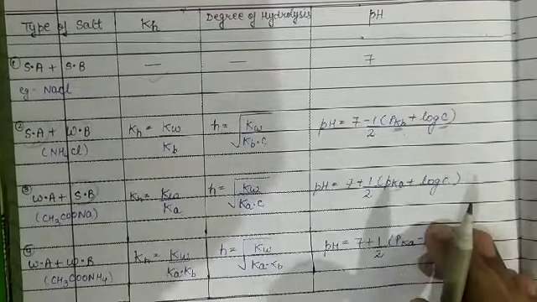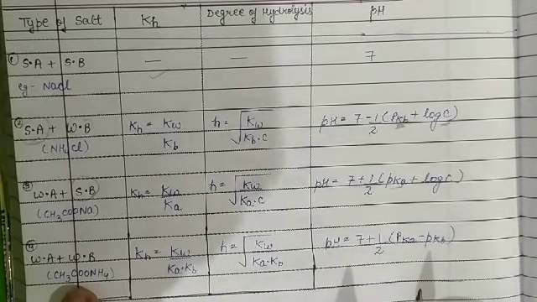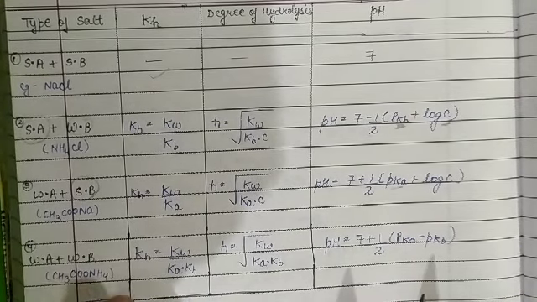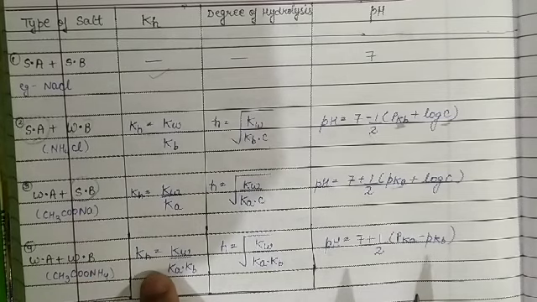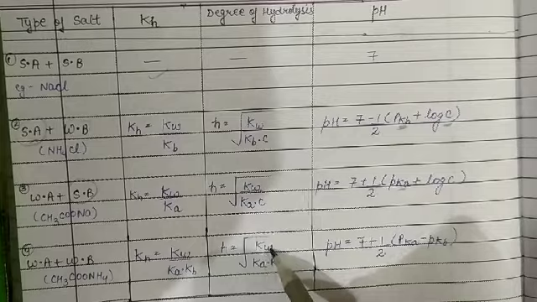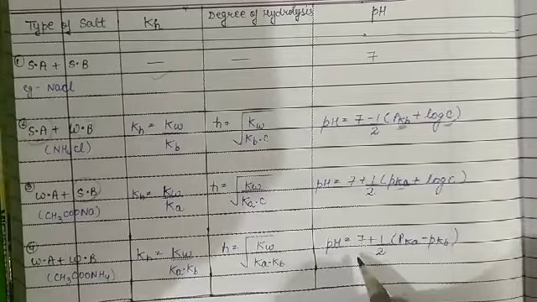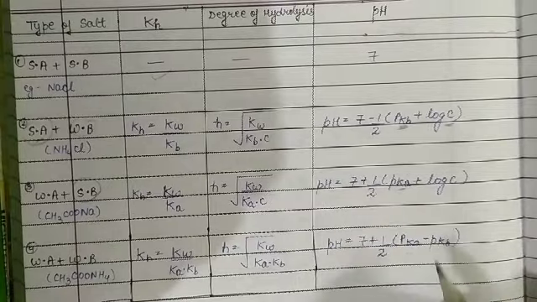Now the case of weak acid and weak base. In weak acid and weak base, for example CH3COONH4, both are weak, acid and base, therefore Kh will be equal to Kw upon Ka into Kb, and h will be equal to under root of Kw upon Ka into Kb. As in this case both are weak, therefore pH is equal to 7 plus half of pKa minus pKb.